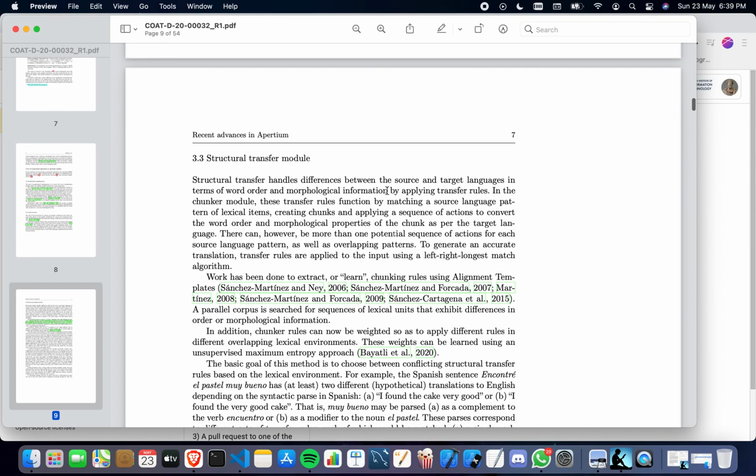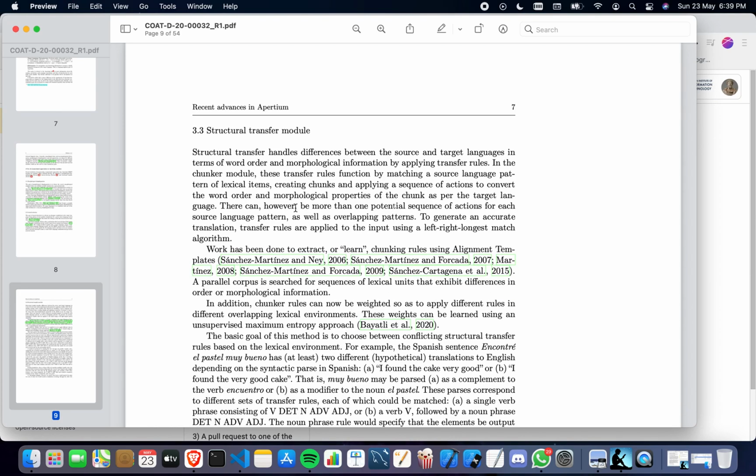Structural transfer handles differences between the source and target languages in terms of word order and morphological information by applying transfer rules. In the chunker model, these transfer rules function by matching a source language pattern of lexical items, creating chunks, and applying sequences of actions to convert the word order and morphological properties of the chunk as per the target language. There can, however, be more than one potential sequence of actions for each source language pattern, as well as overlapping patterns. To generate an accurate translation, transfer rules are applied to the input using a left-right longest match algorithm.